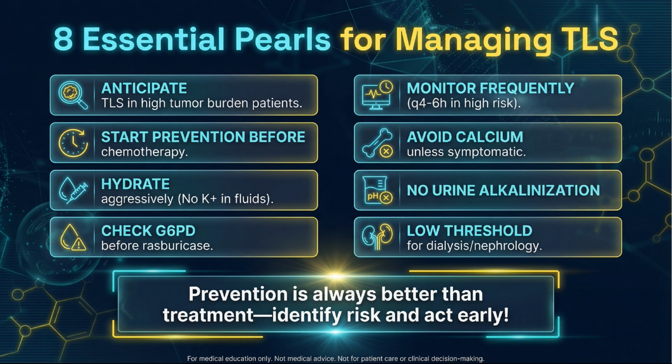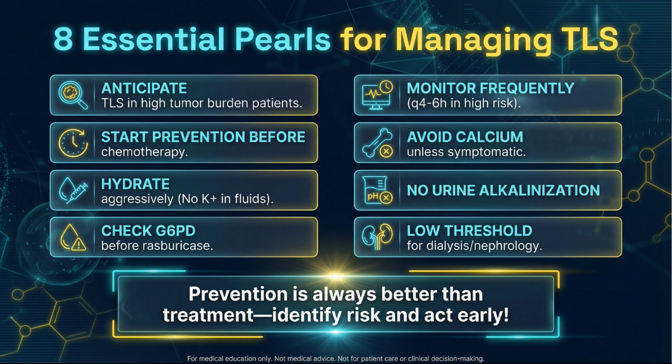4. Check G6PD. Always check for G6PD deficiency before you even consider administering Rasburicase. 5. Monitor frequently. In high-risk patients, this means checking labs every 4 to 6 hours. 6. Avoid calcium. Do not give calcium supplementation unless the patient is clearly symptomatic from hypocalcemia. 7. No urine alkalinization. This is an outdated practice and can be harmful. 8. Low threshold. Finally, have a low threshold to consult nephrology and consider dialysis early.